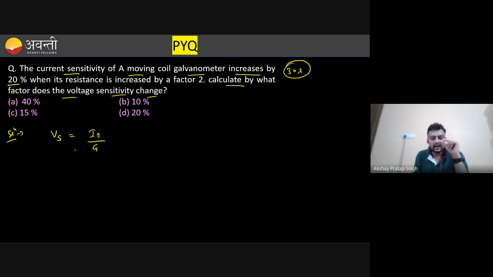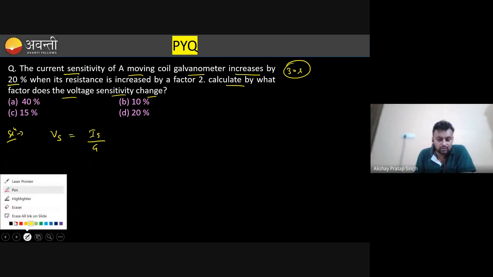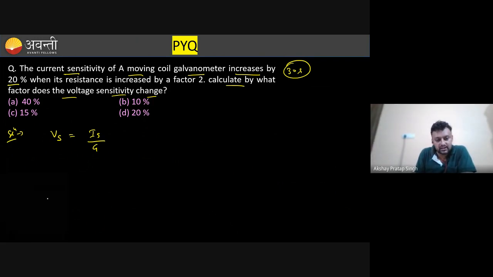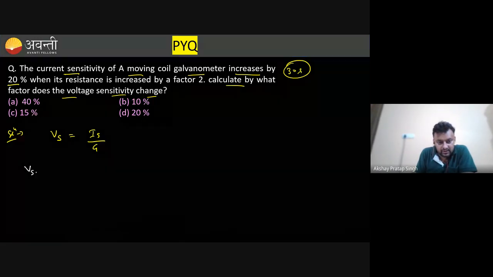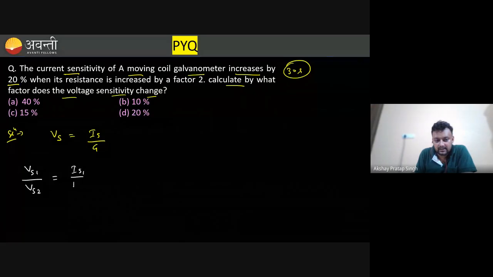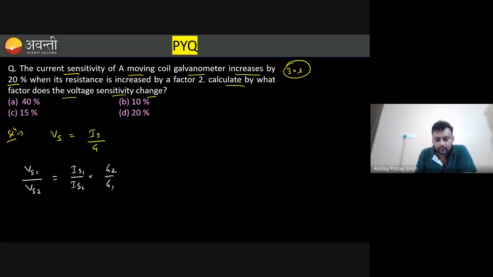Now they are asking about the change. Whenever they ask about change, you can take the ratios. The basic practice is to take the ratios. So Vs1 over Vs2 is directly proportional to the current sensitivity, that is Is1 over Is2, into G2 over G1. If you face any problem in this step, you can ask me. Otherwise, I am moving further.